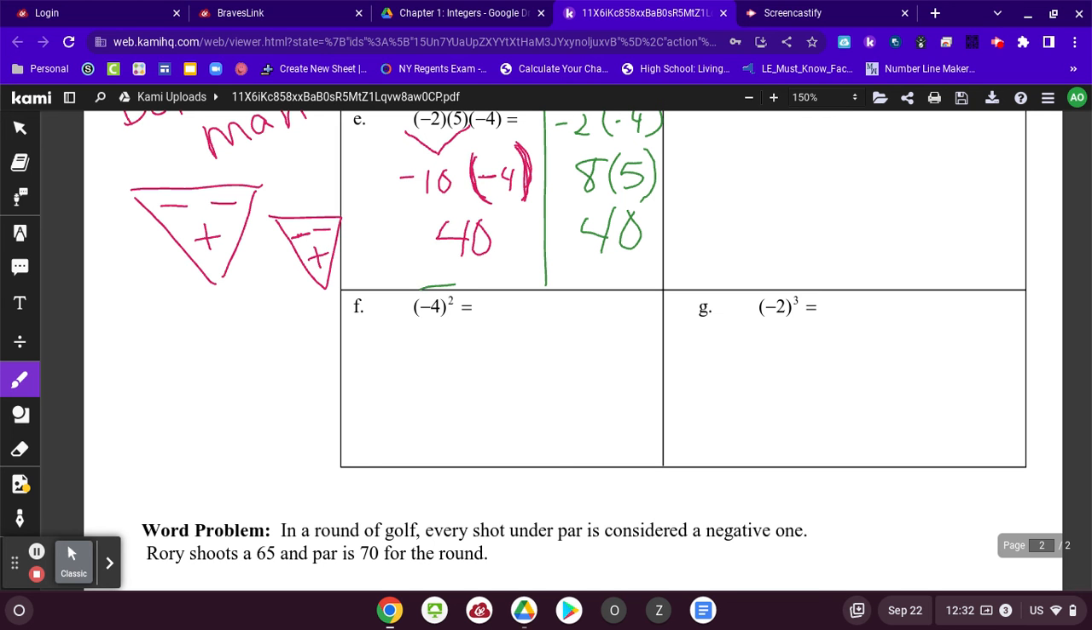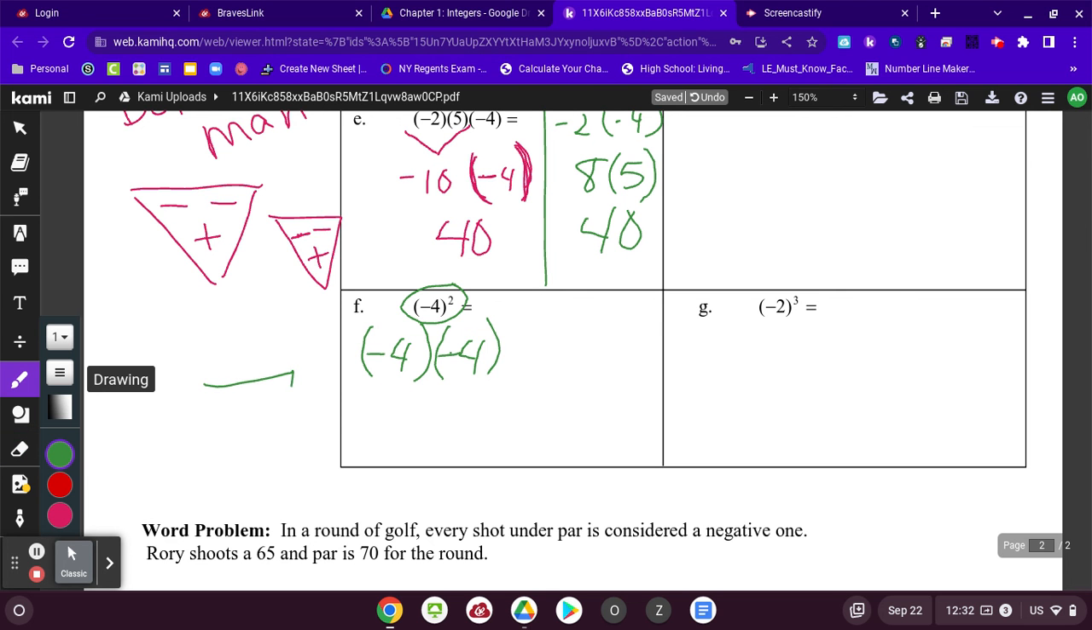Now, what does this mean? -4 to the second power. That power tells you how many times to take the base number of -4 and multiply it. So I've got 1, 2. -4 times -4, using my little Dorito here, a negative times a negative leaves me a positive value.